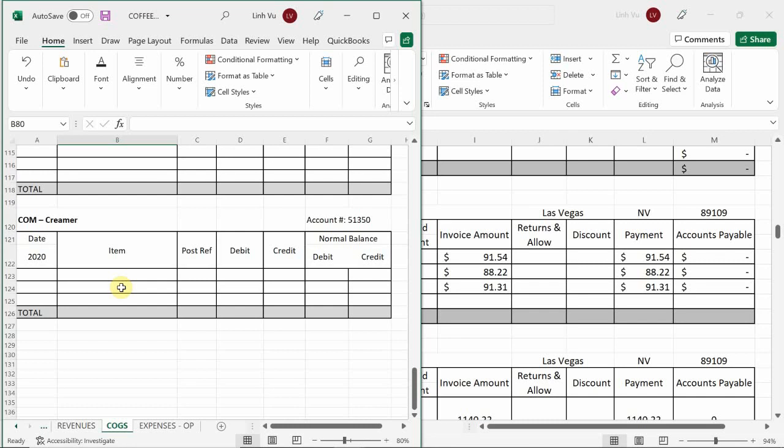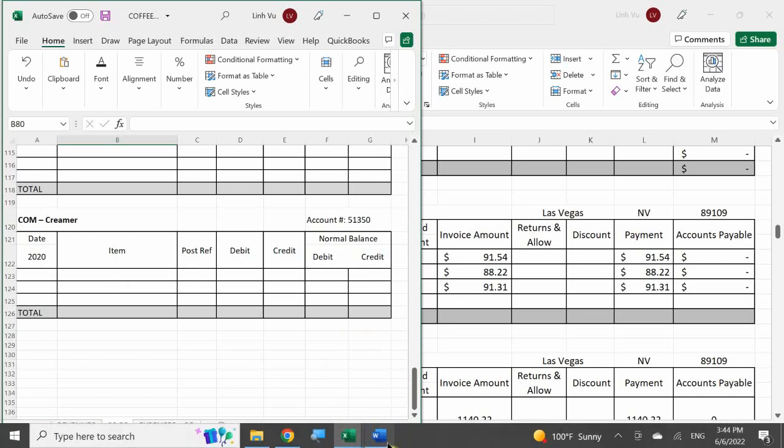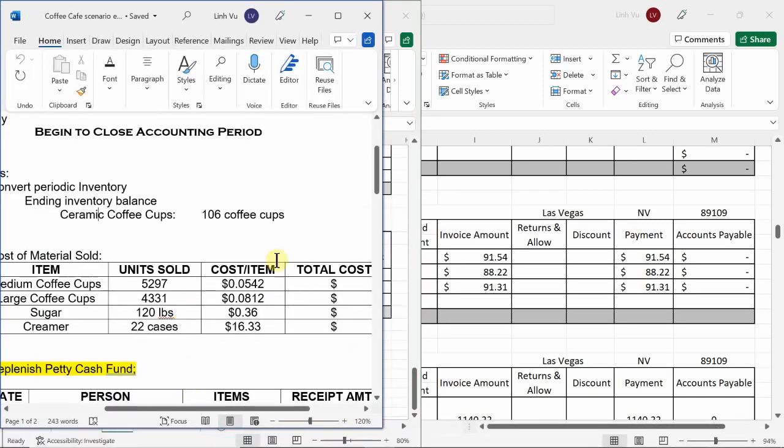So when we're adjusting our cost of materials, we're representing how much we have used, or how many things that we have sold. In this case, for the coffee cups, we sold X amount of cups. And for the sugar and creamer, how much did we use? I already gave you all the information here. All you have to do is solve for the total cost of those items.